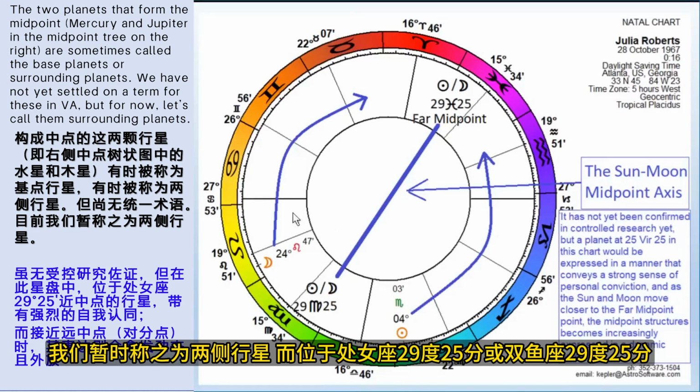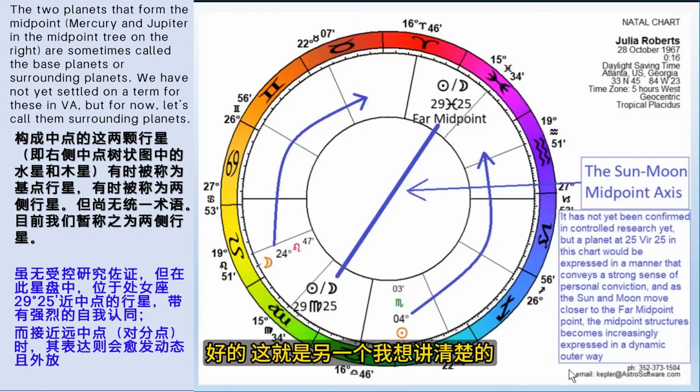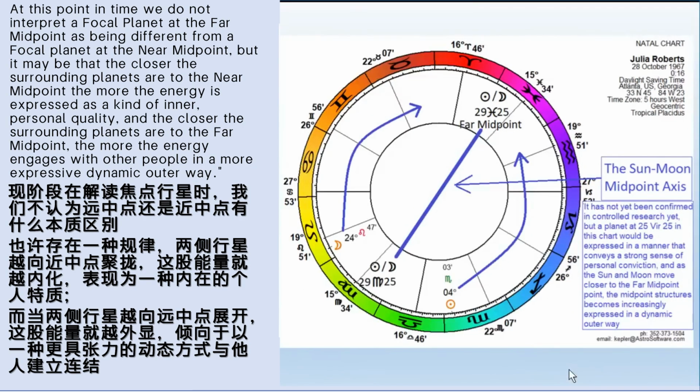They're the surrounding planets, and the planet at 29 Virgo 25 or 29 Pisces 25, within orb of that, is the focal planet. Okay, so that's another little detail about these midpoint structures that I want to make clear.